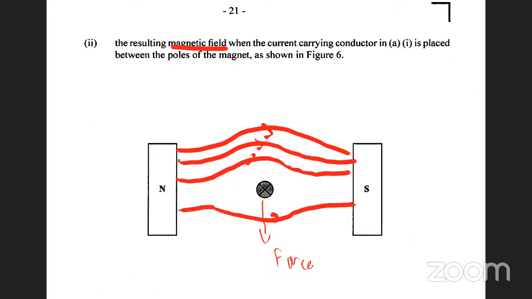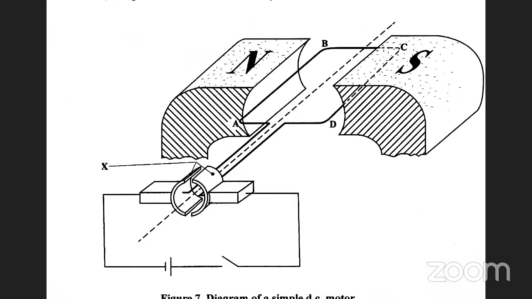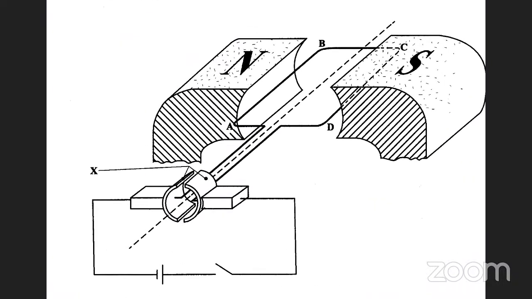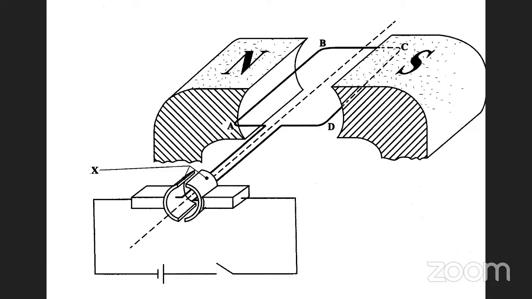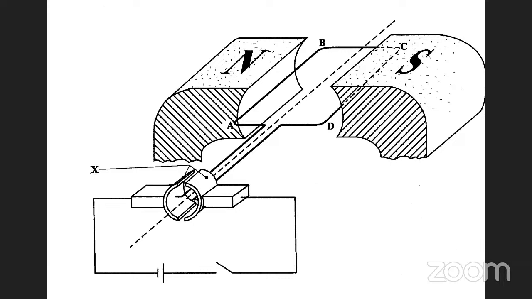Before we go into explaining, is this a motor or a generator? A motor. Why, Carisha? Because you have the split ring, and you have a supply as well. What is X called? It's called the split rings.